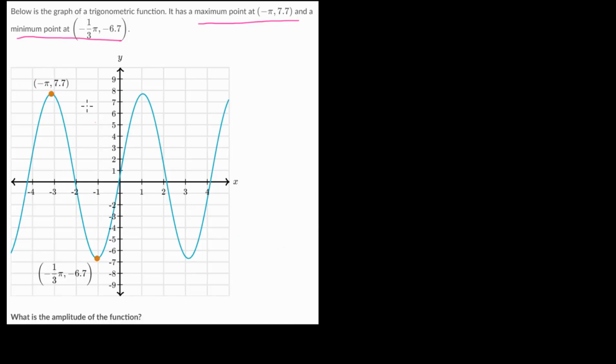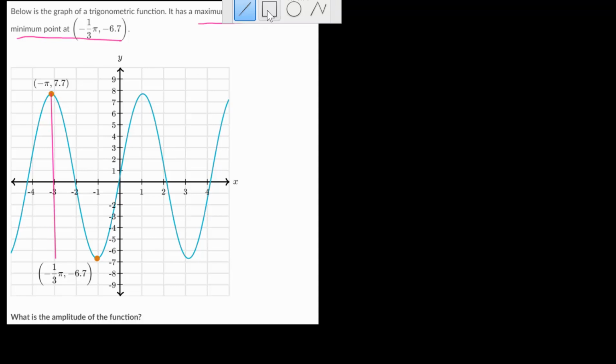We can first figure out the midline, the horizontal line that cuts the function in half. That's not drawn perfectly to scale. And we can find that midline by finding the average of the maximum and minimum points, since the midline would be exactly in the middle of those. And from the midline, we can figure out the distance from that midline to the maximum or to the minimum y values.